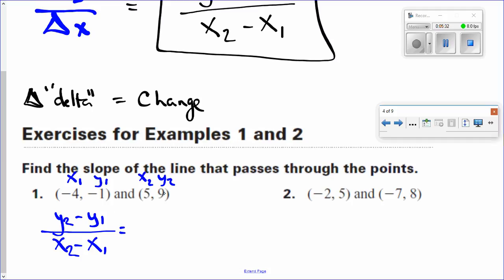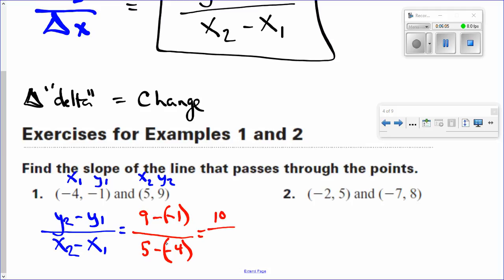y2 is right here. That's my 9. And I'm going to subtract whatever y1 is. y1 is a -1. See how I got a double negative happening here? On the bottom, x2 minus x1. So I take my x2 value, which is 5. Now I'm going to subtract my x1 value, which is a -4. Again, I'm subtracting either a positive or a negative number. I have to keep track of all that. 9 minus a -1 is really like 9 plus 1, so that makes 10.